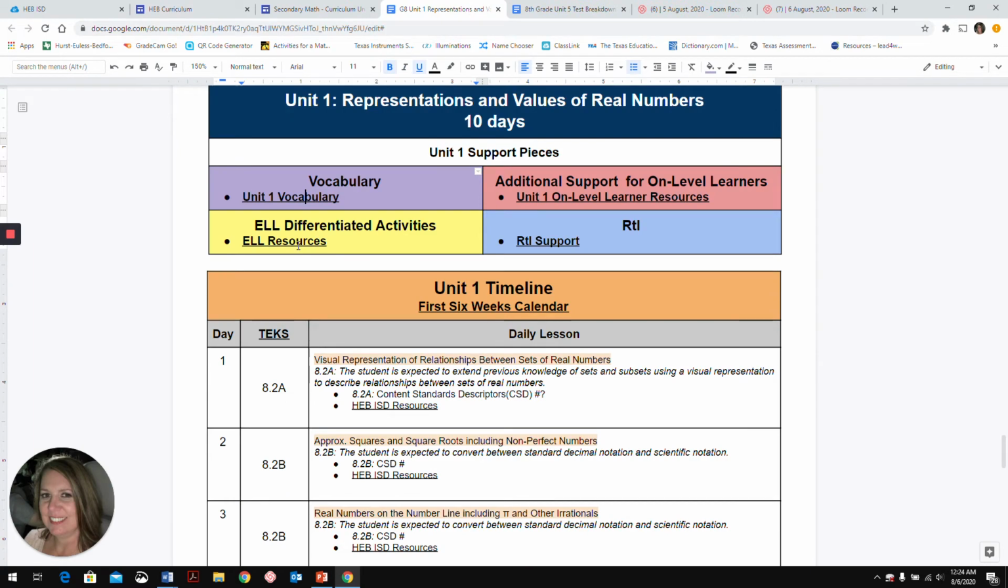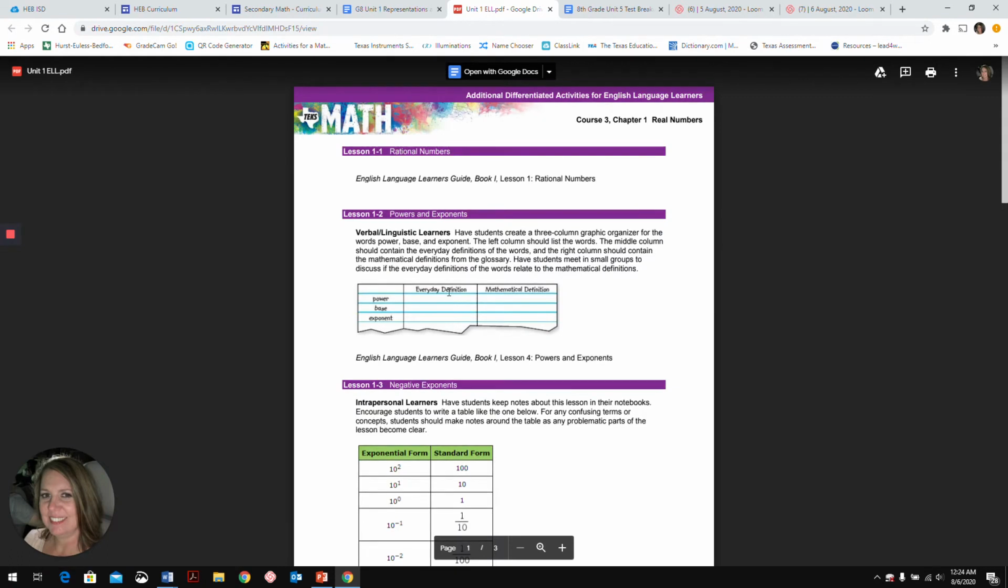We also have these ELL resources from the McGraw-Hill text. These can be really useful. There's a lot of good ideas here for things that you might do to help those ELL learners. So be sure to take a look at those.